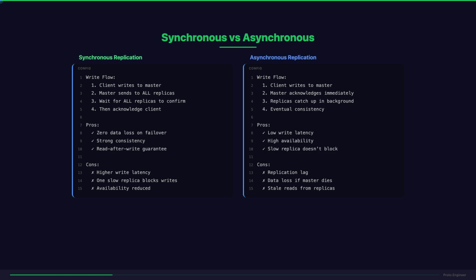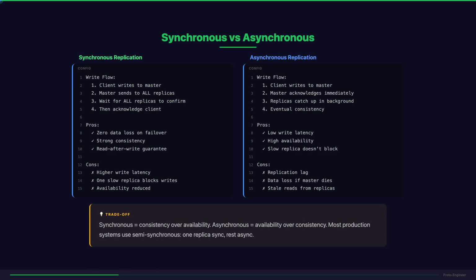The disadvantage is replication lag. Replicas may be seconds behind the master. If the master crashes before replicating a write, that data is lost. Reads from replicas may return stale data.